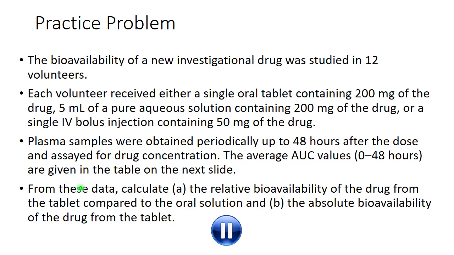So let's go over this one more time. I want to know the relative bioavailability of the drug from the tablet compared to the oral solution. So I want you to assume the oral solution is a reference product. Product A would be the new one that you're testing. We'll just imagine that the tablet is product A in the equation, and the reference product, which is B, would be the oral solution. And then the absolute bioavailability will require you to compare, in this case, the tablet to the IV formulation.